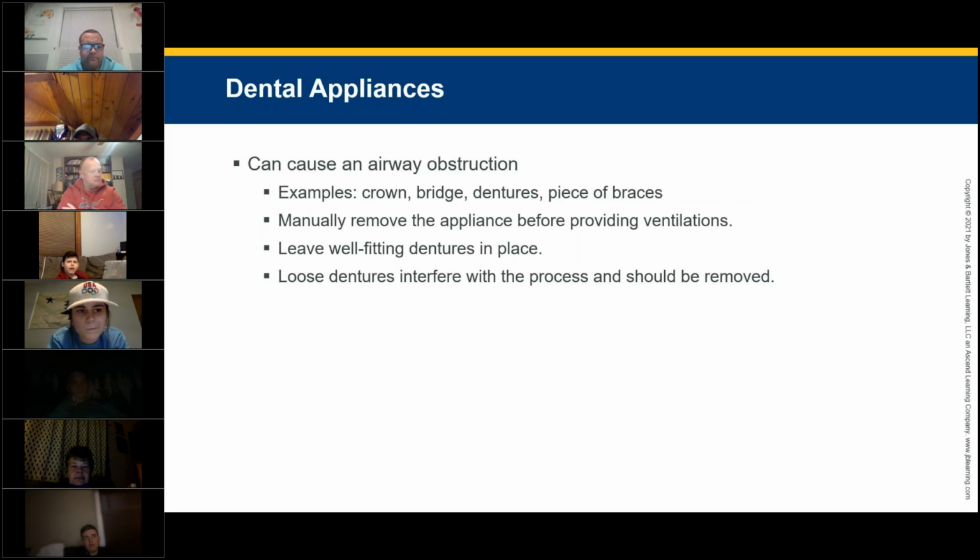If you do pull their dentures out, put them in a container of some sort. Make sure they stay with the patient. They're very expensive. Try not to lose them on the patient.